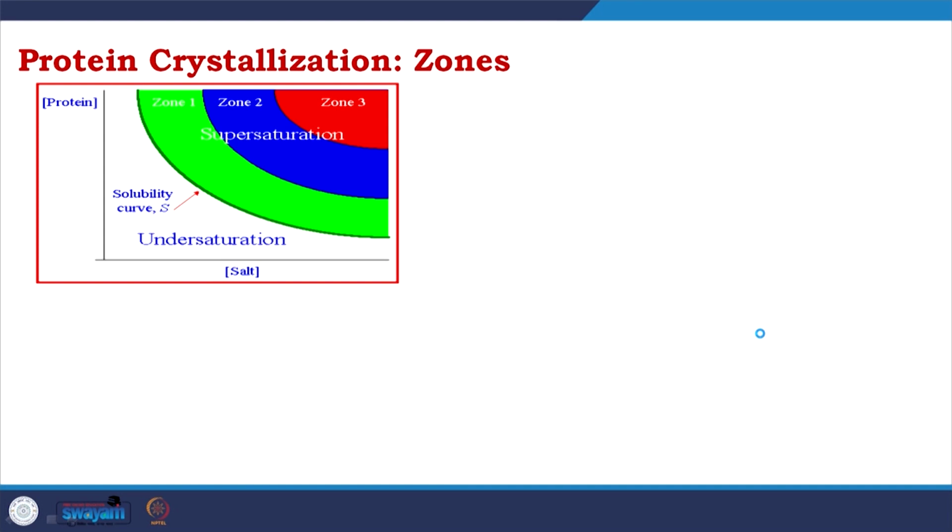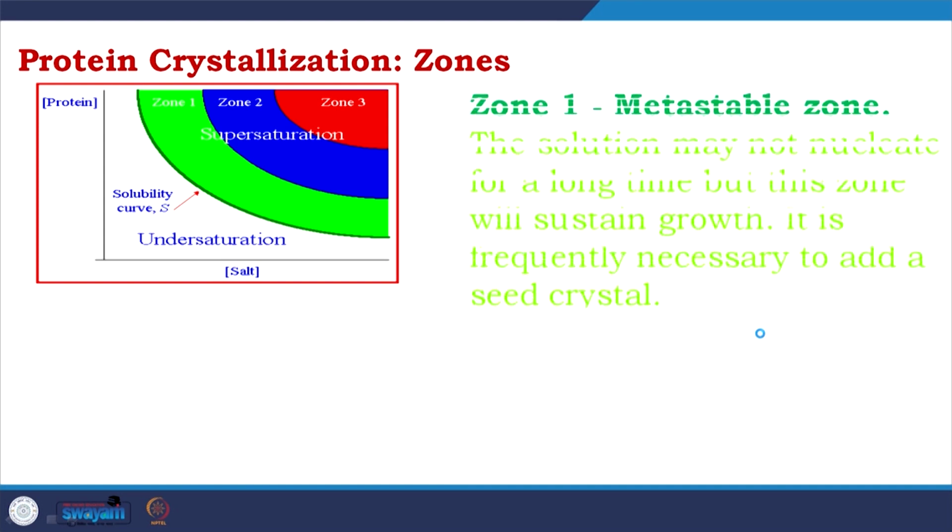Zones are extremely important for protein crystallization. Zone 1 is the metastable zone. This solution may not nucleate for a long time, but this zone will sustain growth. It is frequently necessary to add a seed crystal. So, after you set up the crystal drops, you have to keep checking under the microscope. If you see a clear zone, this is zone 1.